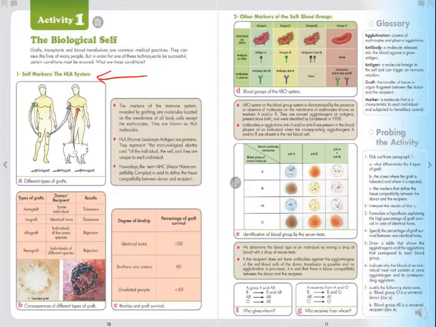The markers of the immune system revealed by grafting are molecules located on the membrane. They are known as HLA, human leukocyte antigen. They are proteins. They represent the immunological identity card of the individual. So they are like the ID for the individual, and they are unique for each individual. So they are unique, meaning that they are special. So every individual has a special HLA, a unique HLA.